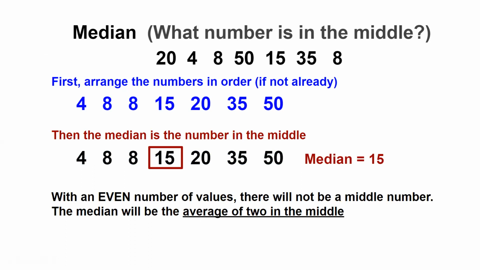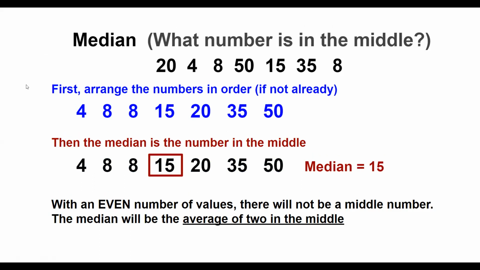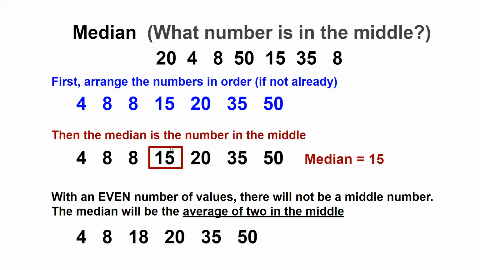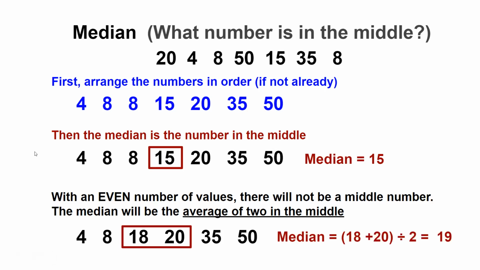Now, if there's an even number of values, there will not be a middle number. So we need to use a slightly different procedure. The median will be the average of the 2 in the middle. So I took one value out of this list. Now we only have 6. And notice that the middle is right here between 18 and 20. We don't have a middle number. So we highlight those 2 that are in the middle on either side of the middle, and we take the average of those. 18 plus 20 divided by 2, 19. It makes sense. 19 is right in between 18 and 20. So that's our median for that second list.